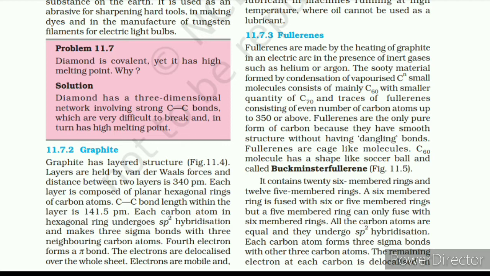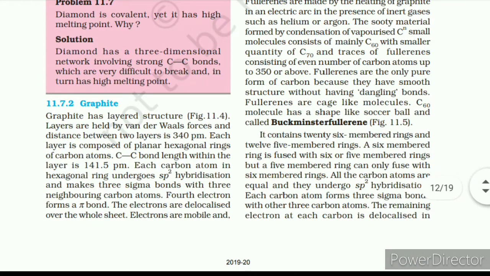The fourth electron forms a pi bond. The electrons are delocalized over the whole sheet. Electrons are mobile and therefore graphite conducts electricity along the sheet. Graphite cleaves easily between the layers and therefore it is very soft and slippery. For this reason, graphite is used as dry lubricant in machines running at high temperature where oil cannot be used as a lubricant.